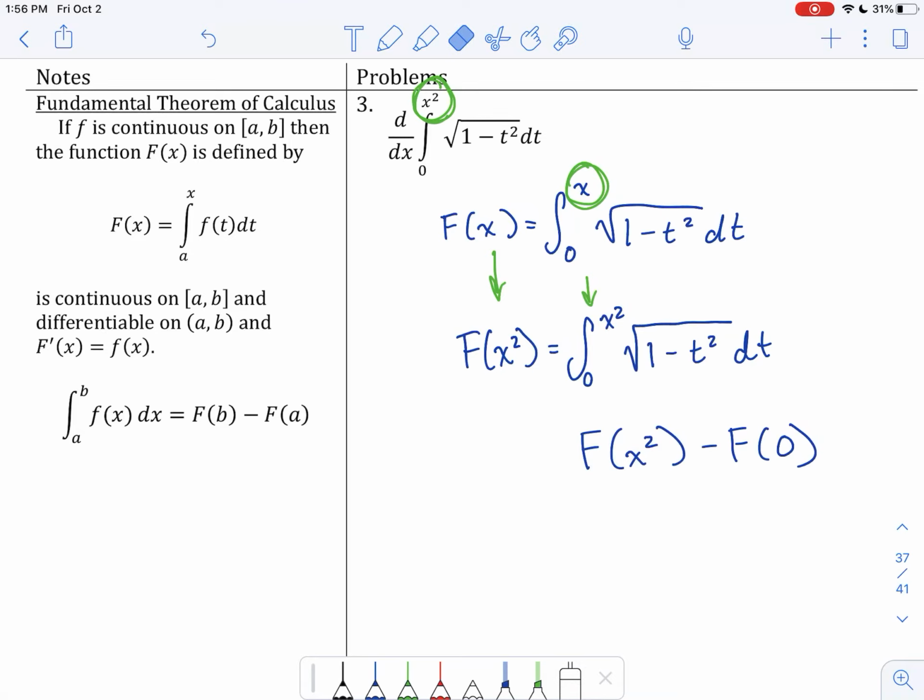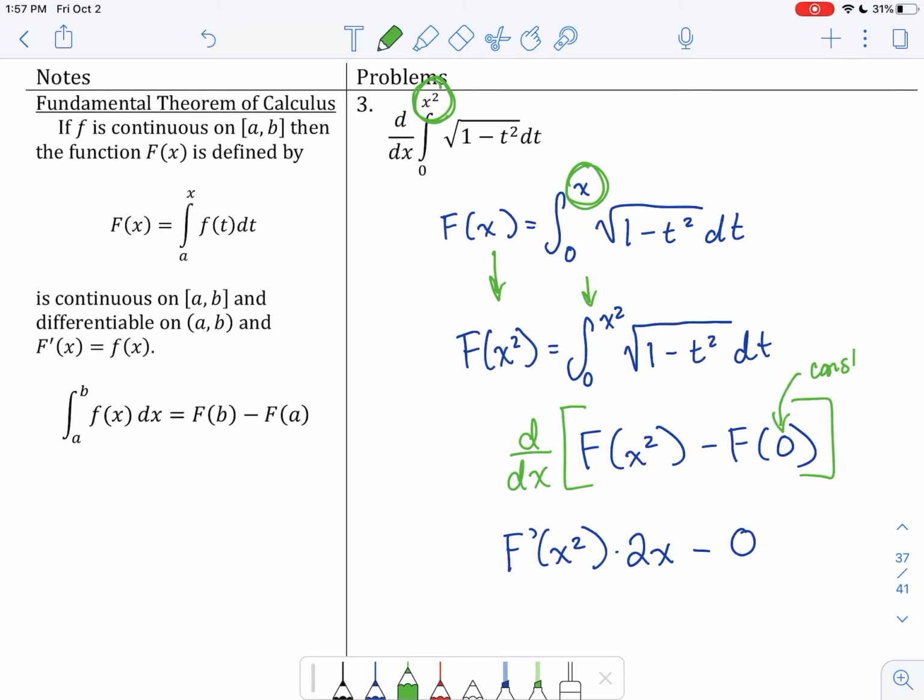Now, what we want to do is take the derivative of this subtraction problem because we're taking the derivative of that integral. So the first thing we want to do is use the chain rule. So f prime of x squared times 2x, and we then say minus 0 because f of 0 is a constant, and so its derivative is 0.